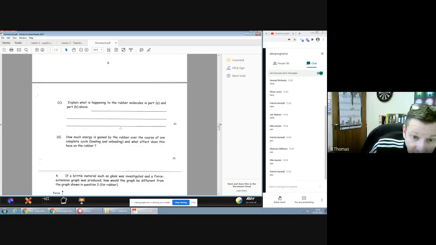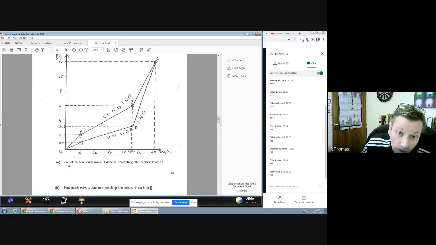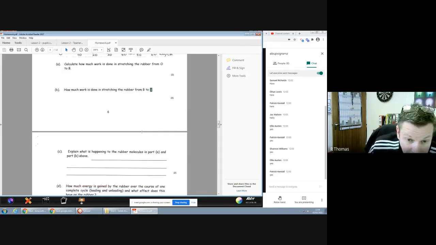How much energy is gained by the rubber over the course of one complete cycle? And what effect does it have on the rubber? So work out the area under the stretching graph, OABC. Work out the area under the release graph, CDEO. Find the difference, and that's the energy lost due to heat.